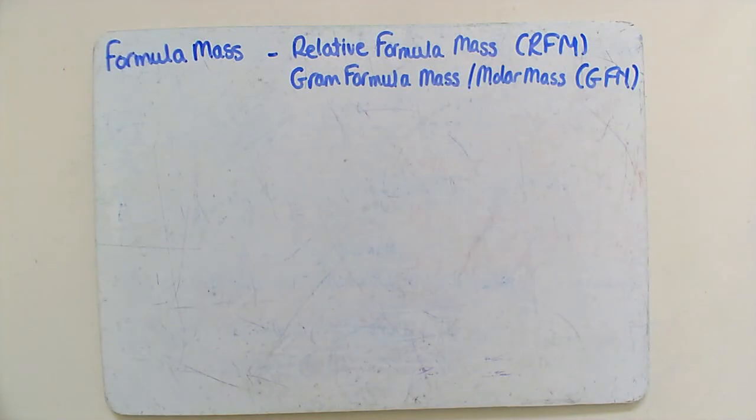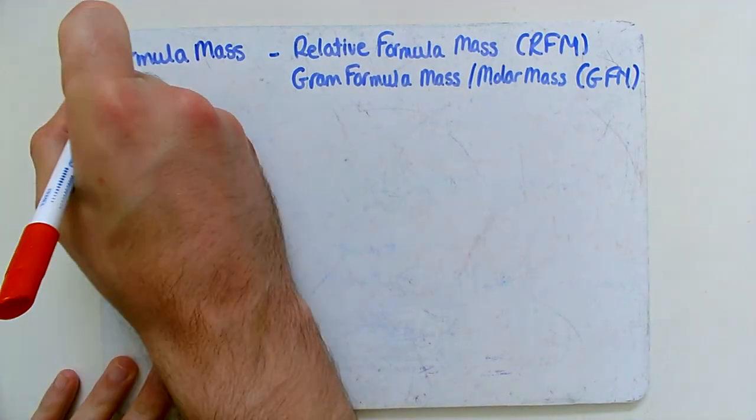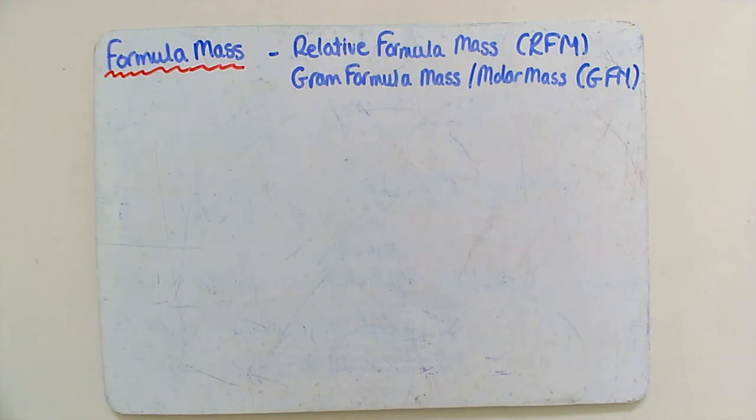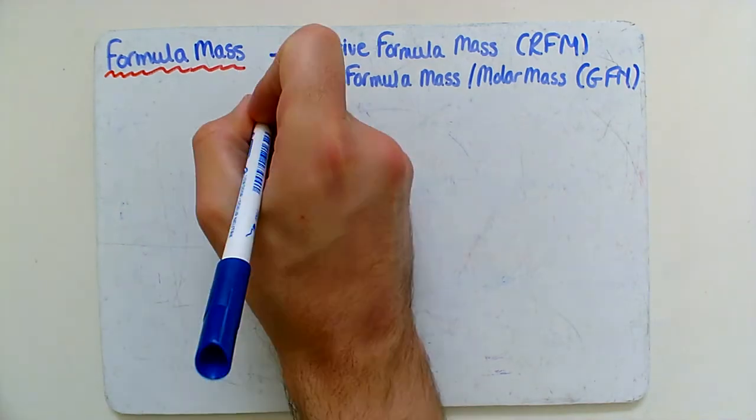Hello. What we're going to look at today is an introduction to chemical calculations. And what we're going to focus on is working out the formula mass of different chemicals. So we're going to use the chemical formula to work out what mass that will have. And there are two ways in which this can be asked.